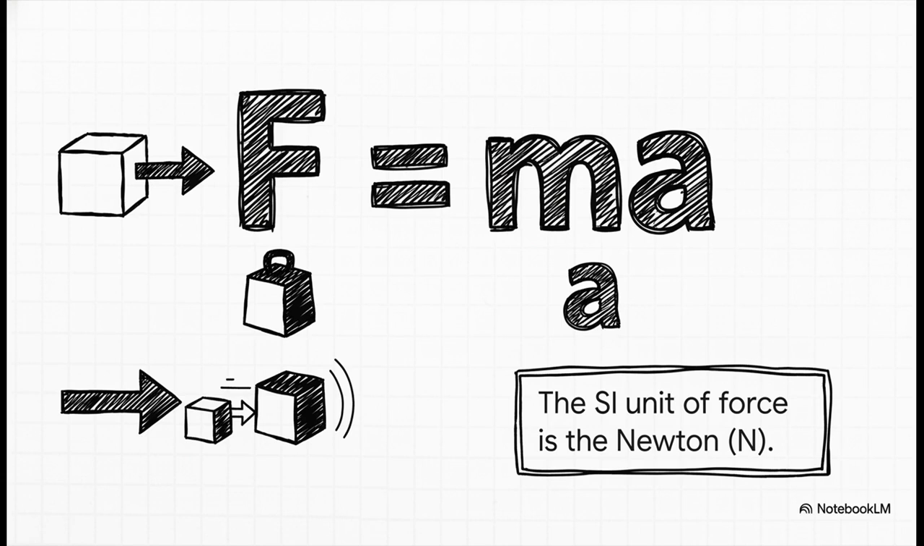For example, if a 10 Newton force acts on a 2 kilogram body, what will be the acceleration? Well, acceleration will be force divided by mass, so 10 divided by 2, which gives us 5 meters per second squared. It's a very simple and powerful formula.